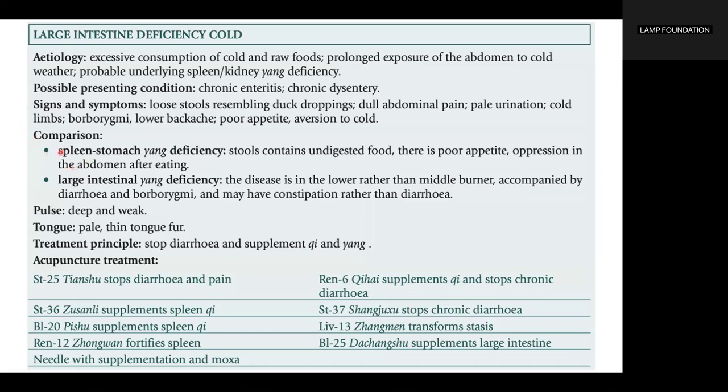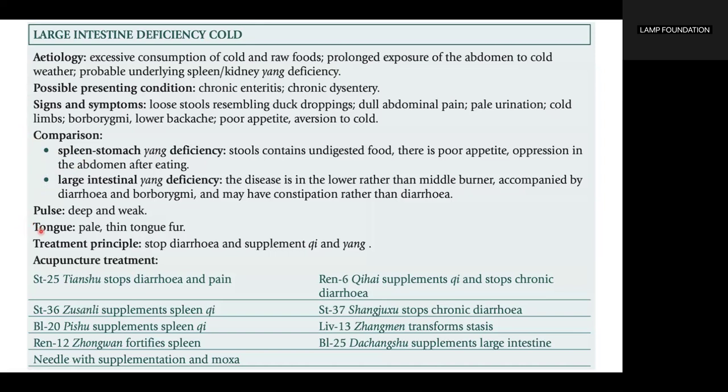Now let's make a comparison between spleen stomach yang deficiency and large intestinal yang deficiency. In spleen stomach yang deficiency, the stools contain undigested food. There is poor appetite, oppression in the abdomen after eating. In large intestinal yang deficiency, the disease is in the lower rather than the middle burner, accompanied by diarrhea and borborygmi, and may have constipation rather than diarrhea. Pulse, deep and weak. Tongue is pale, thin tongue coating.